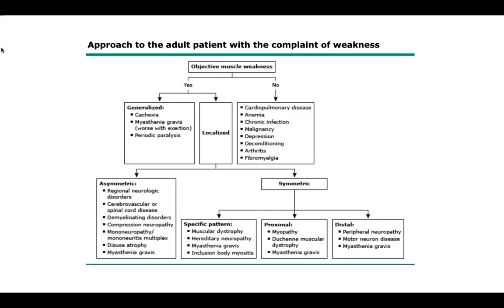So those have a very specific pattern. If you're thinking, oh, they have weakness at their forearm and their lower leg, or at the shoulder blade, leg, and arm. Otherwise, you want to differentiate between proximal and distal muscle weakness as ways to determine next steps in your evaluation.